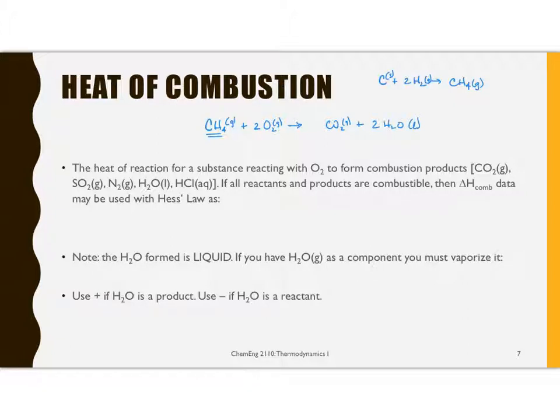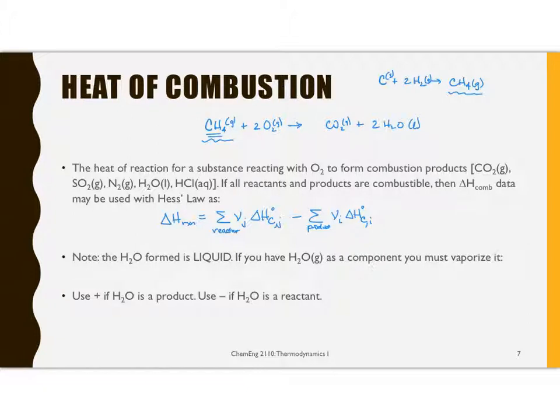If I have all of those, the problem is that for heats of formation, this was the product. Now, this is a reactant. And so when I write Hess's law, we get the sum of reactants minus the sum of the products. Again, it's because of the way we write those reactions.